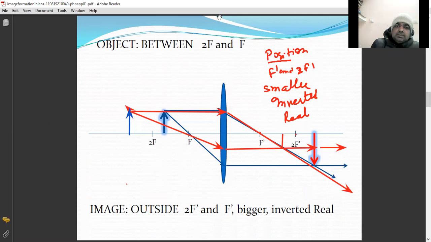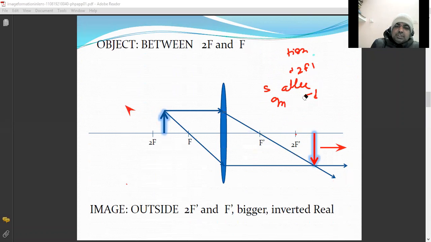In the next diagram, this is the diagram you see.